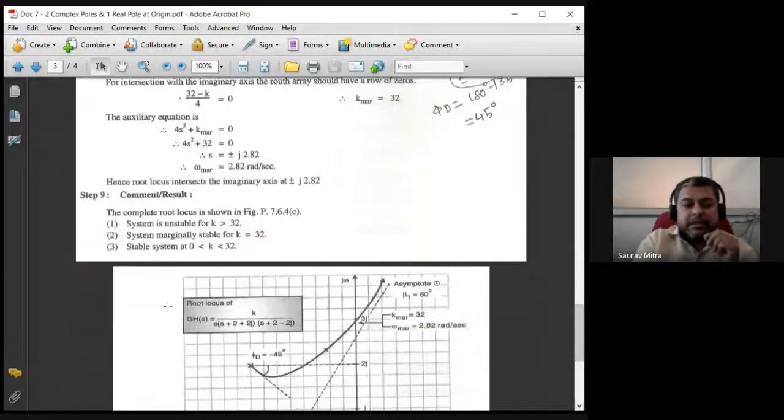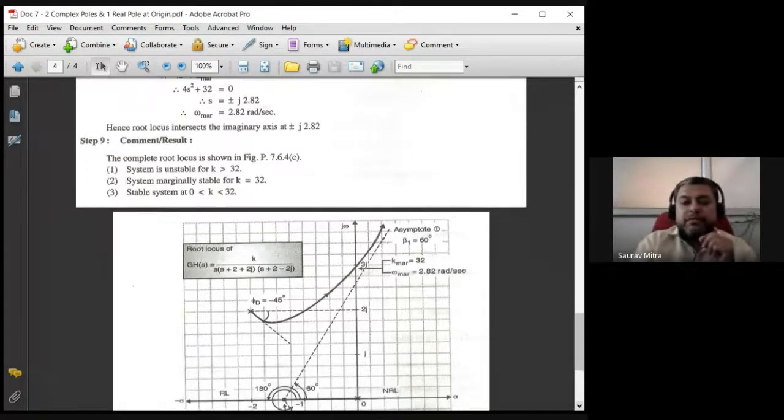So comment or result: the system is unstable for K greater than 32. We have just now found out that K marginal is 32. Such a comment you can write as step number 9. And the system is marginally stable for K equal to 32. That means whenever s is equal to 2.82, that means whenever there is a crossover point, at that crossover point the gain is 32. So K marginal is 32, and the system is stable for a K value in between 0 to 32.